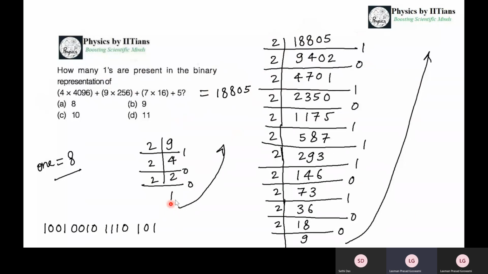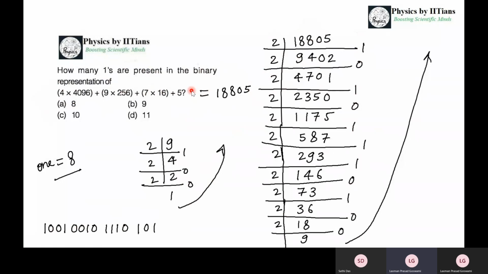So the number will be 1001, 00, 10, 11, 01, 0101. So this is the binary equivalent of this whole calculated number. In this binary equivalent, we can easily calculate the number of ones. So the number of ones is 8. So the answer to this question will be 8, as the number of ones in the binary representation of this whole calculated number has been asked.